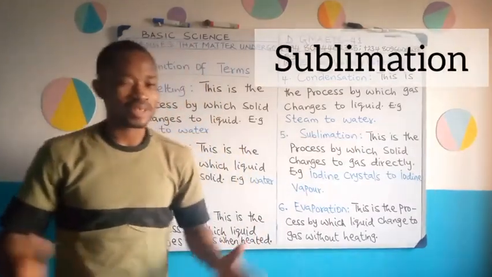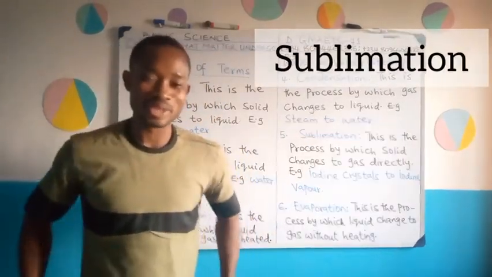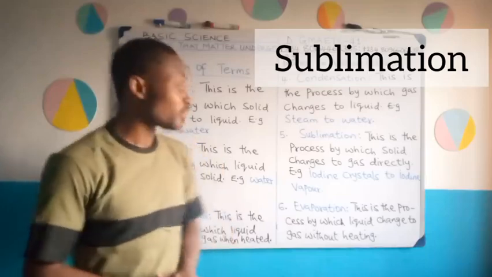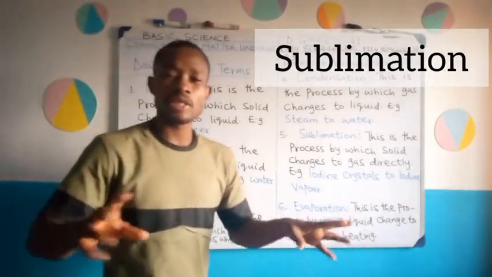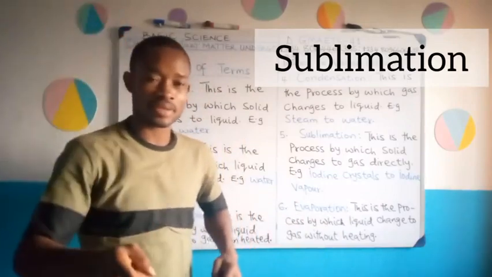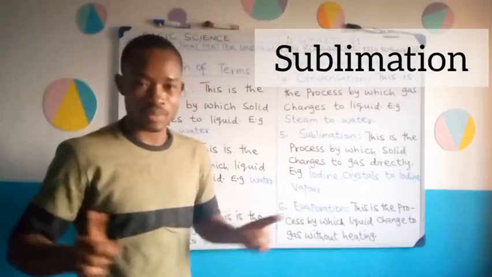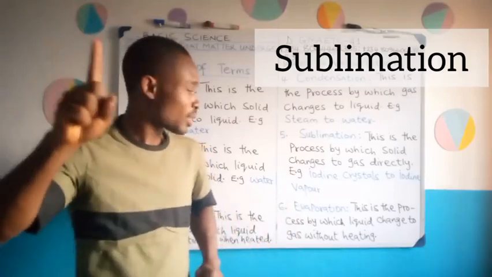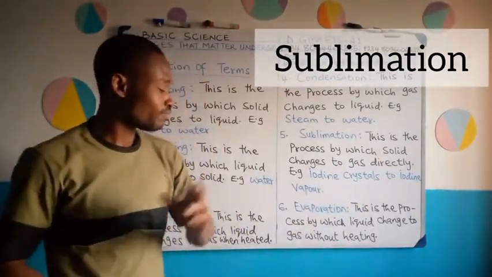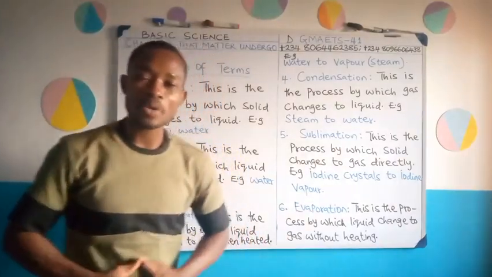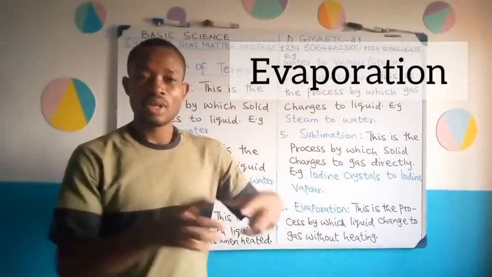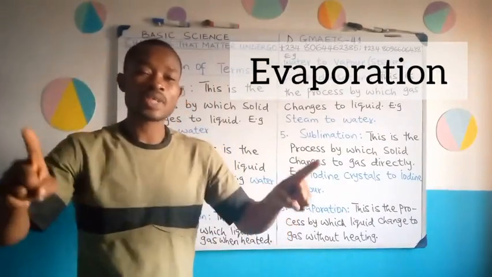Sublimation is another process. I'm sorry about that, we could not demonstrate it because the chemicals we need are not available to us. But sublimation is simply the process where solid changes directly to gas. It will not pass through the liquid state, it will just go to gas directly. An example is iodine crystals changing to iodine vapor. Then number 6, evaporation. Evaporation is the process by which liquid changes to vapor without heating.